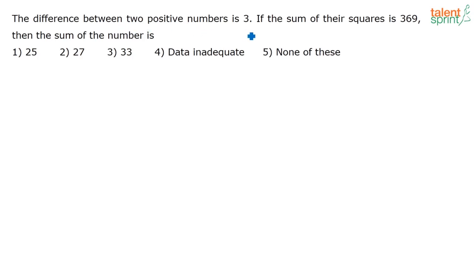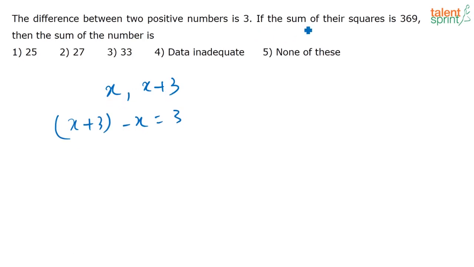See, there are 2 positive numbers whose difference is 3. So if one number is x, what is the other number going to be? It's going to be x plus 3, correct? Because their difference is given as 3. Difference is 3 means if I subtract both these numbers, I am getting 3. Okay, so I am considering the numbers as x and x plus 3.